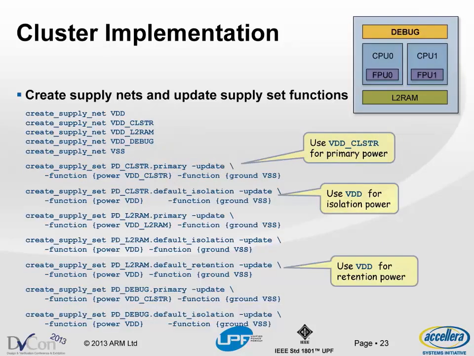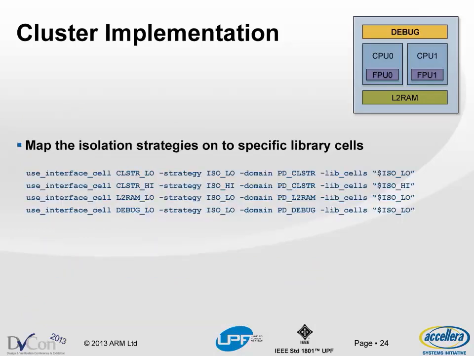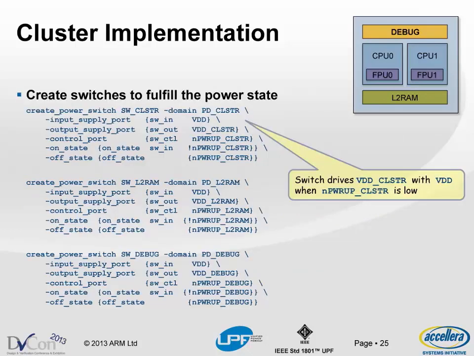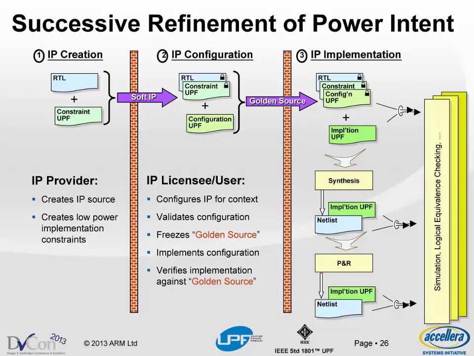I won't go through the details of implementing the cluster. It's very similar. There's just more of it because we've got more power domains, more isolation cells to map, and then more switches to implement to switch the power domains. And then at that point, we've got a full description of a technology-specific implementation of an application-specific configuration of the constraints that the IP provider provided.